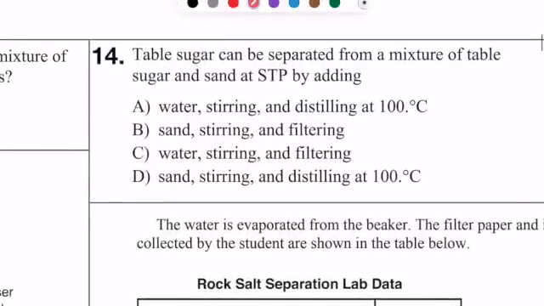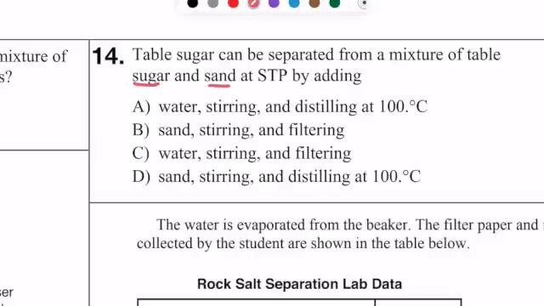Then we have: table sugar can be separated from a mixture of table sugar and sand at STP by adding what? So in this mixture, we have sugar and sand. The first thing is, if we just take both of these in solid form, we cannot use filtration for this, because technically both of them are just solids. They are both going to stay on the filter paper, and there is no technique that we have learned to separate two solids from each other.